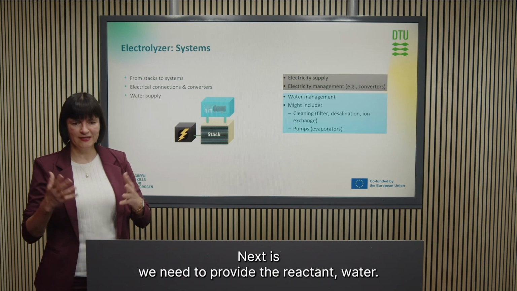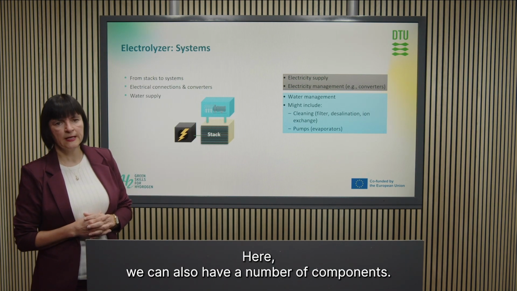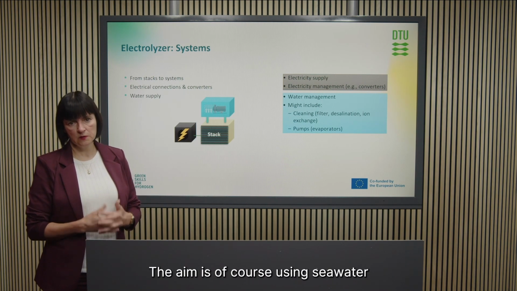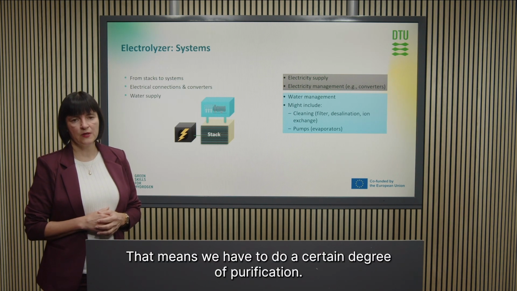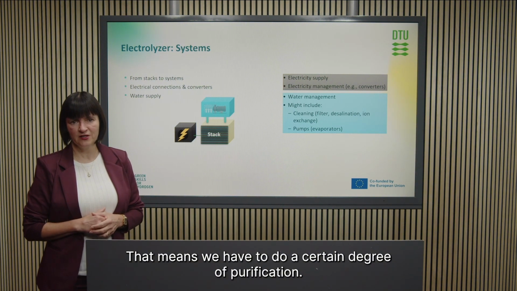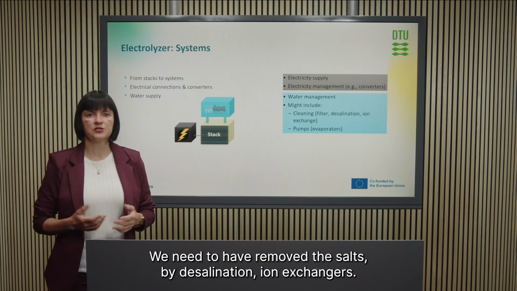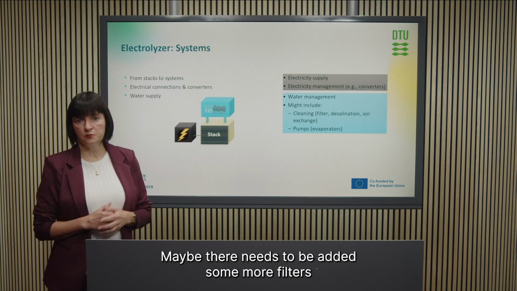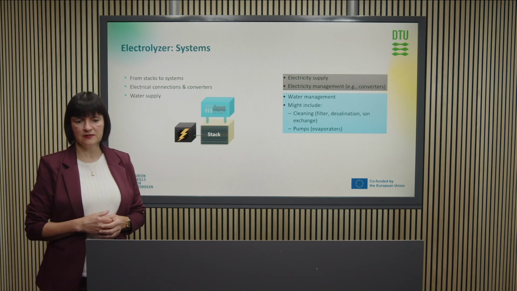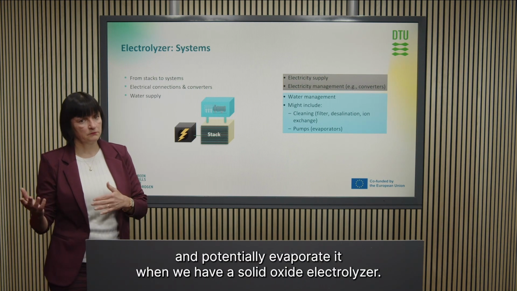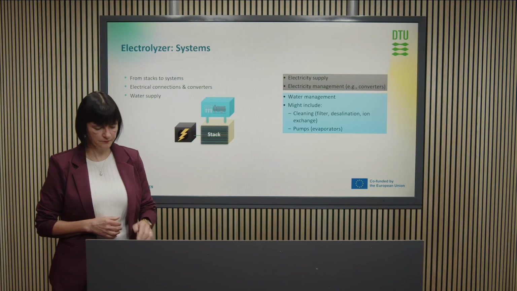Next, we need to provide the reactant, water. Here we can also have a number of components. The aim is of course using seawater because we do not want to compete with drinking water. That means we have to do a certain degree of purification. We need to have removed the salts by desalination, ion exchangers. Maybe there need to be added some more filters for cleaning. And then we have to pump the water into the stack and to the cells and potentially evaporate it when we have a solid oxide electrolyzer.